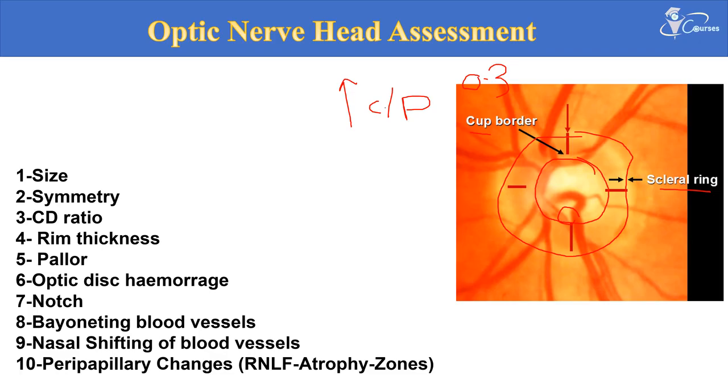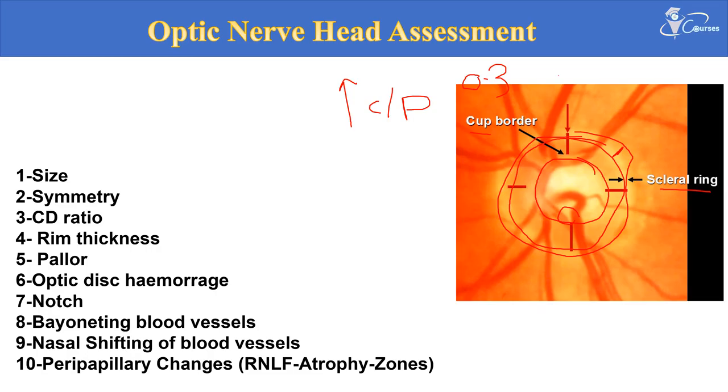If the cup is increasing in size, the neuroretinal rim will become very thin. The larger the number, the worse the condition. So if it becomes 0.5, 0.6, 0.7, 0.8, 0.9, 0.9 means there will be a very, very thin rim, and the whole disc is replaced by the cup.